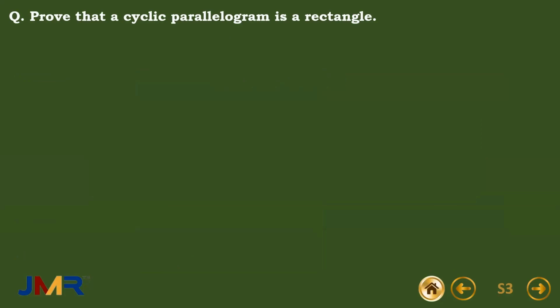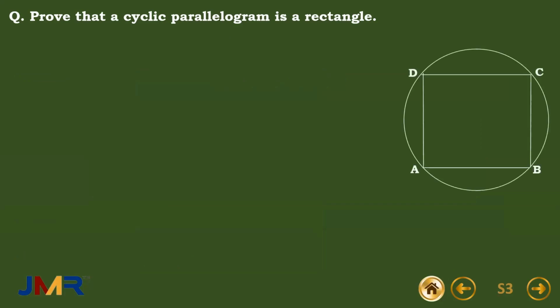In our last class, we learned what a cyclic quadrilateral is. A cyclic quadrilateral is a quadrilateral whose vertices lie on a circle. Here, ABCD is a cyclic parallelogram. Why is it a cyclic parallelogram? Because its vertices A, B, C, D are lying on a circle. Then if ABCD is a parallelogram and it is cyclic, then it must be a rectangle.